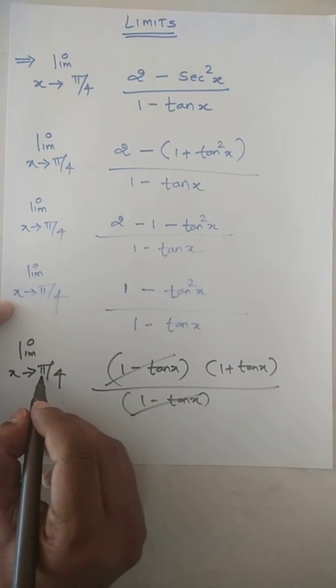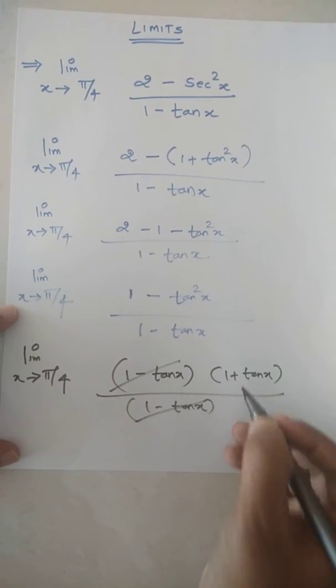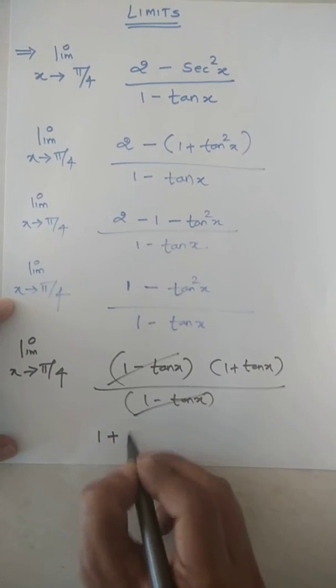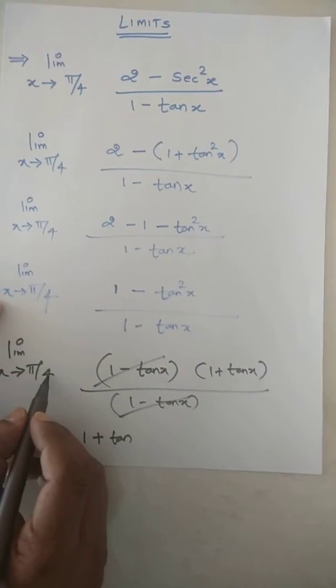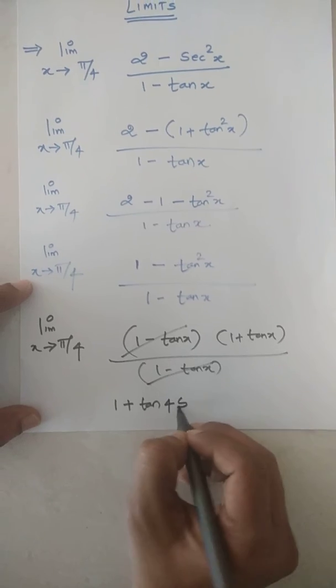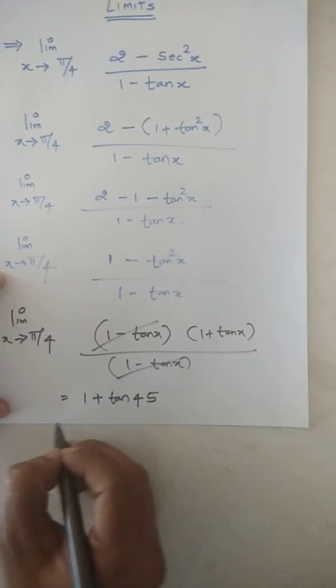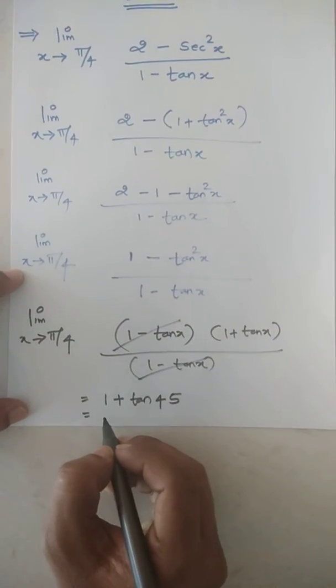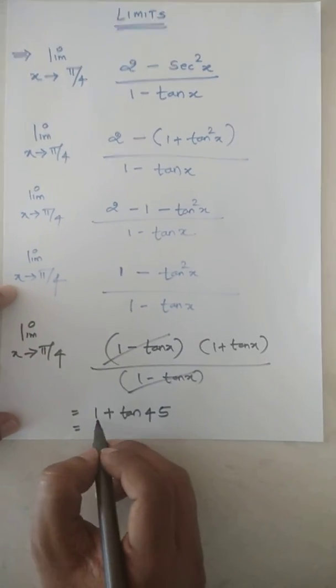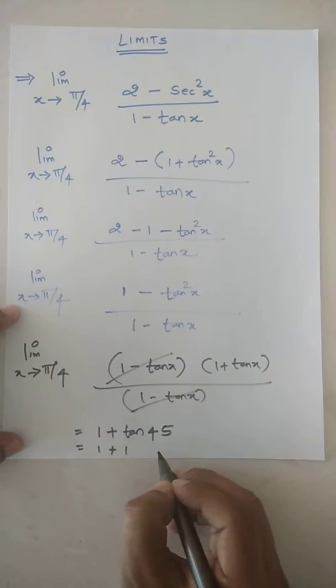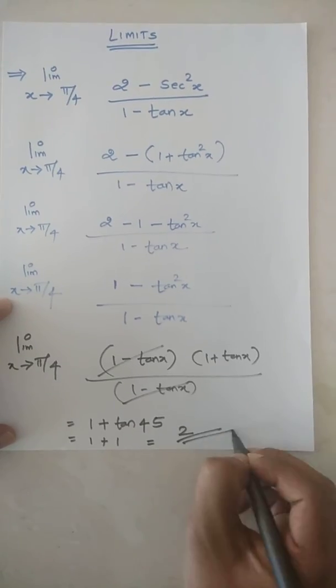So now we will replace x with pi by 4, so it will be 1 plus tan pi by 4. Now pi by 4 is nothing but 45 degrees, so 1 plus tan 45. So now we know that tan 45 is 1, so 1 plus 1 is equal to 2. That is the final answer.